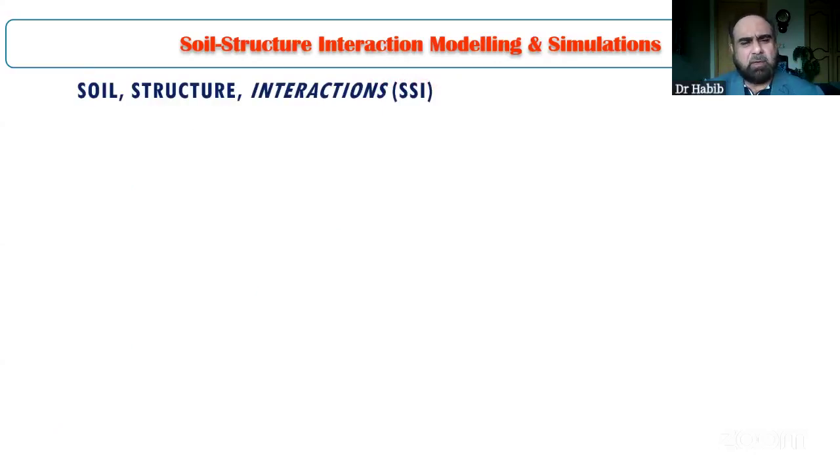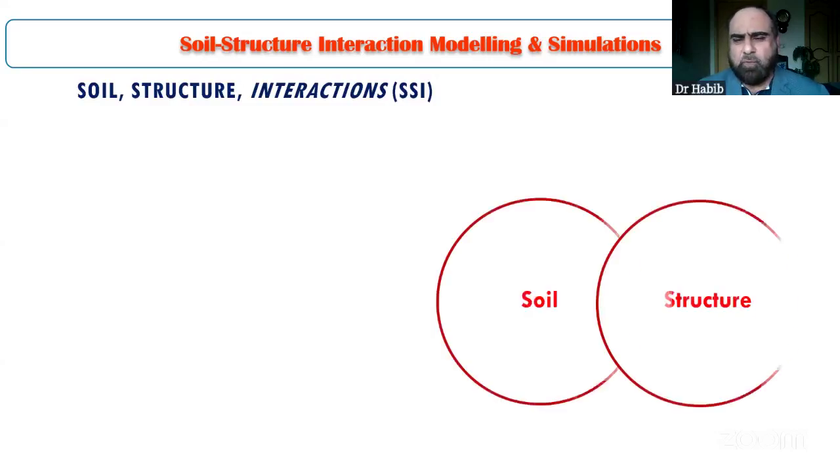In fact, although when we speak of soil structure interaction it seems it's one phrase or a couple of words, in fact it has three distinct elements. One is soil, other is structure, and third, that is also very important, is interactions. So we call it together SSI. Now, if we look at this sketch, we have a soil and we have a structure. So almost all of the civil engineering structures we know, they interact with each other.